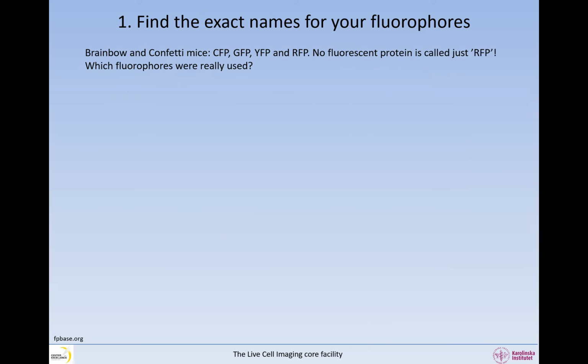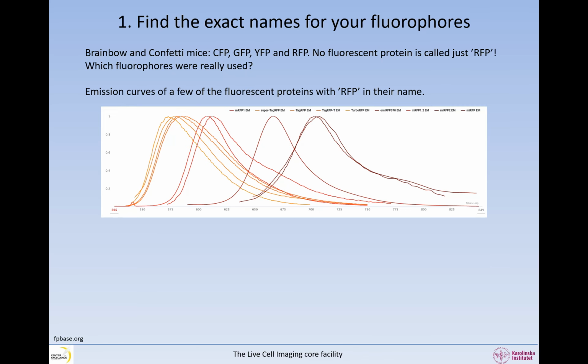Another example is the rainbow and confetti mice. In the original articles, it is written that the authors used CFP, GFP, YFP, and RFP. But there is no fluorescent protein called just RFP, red fluorescent protein. This is also a family of proteins. So which fluorophores were really used? Here are the emission curves of a few of the fluorescent proteins which have RFP in their names. As you can see, there is a wide variety.